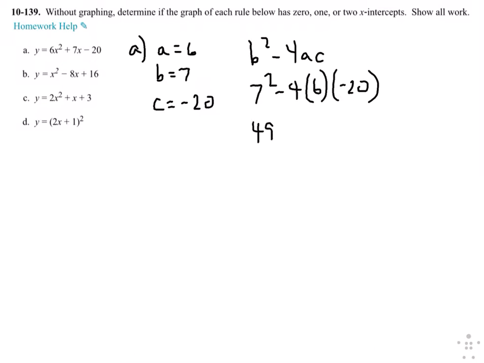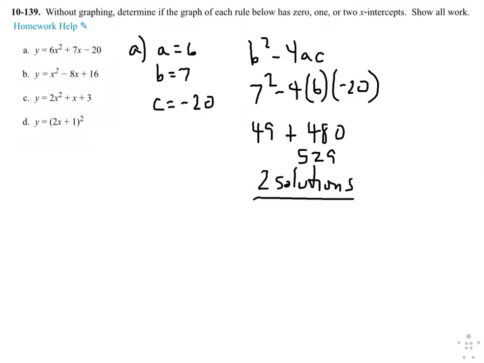That's 49 plus, and we don't even need to figure out this number in reality. I mean, it's 120 times 4 is 480. But clearly that's a positive number, so this has two solutions. Since it didn't ask to find the discriminant, we really don't have to, but we can. Here it's 529 is the discriminant, and it has two solutions.